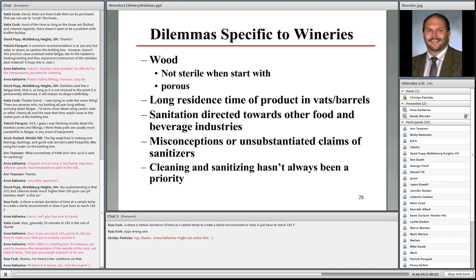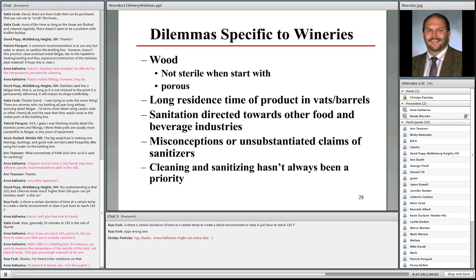The biggest thing for wineries is that the majority of the sanitizers and detergents have been targeted to other areas of the food and beverage industry, and wineries are unique in terms of the type of buildup, where it's primarily tartrates, and their spoilage microorganisms are very different compared to all the other food industries as well. So this is a big issue, and this is why there is no one silver bullet to kill all the microorganisms, with the exception of heat.